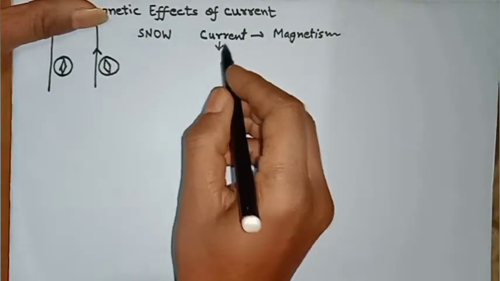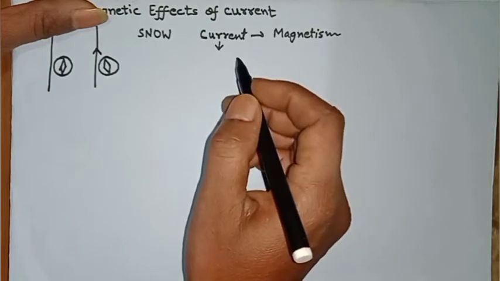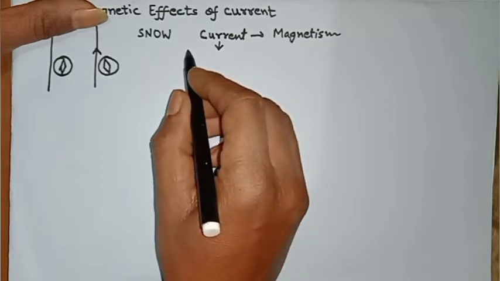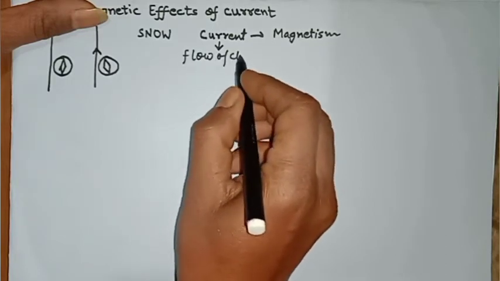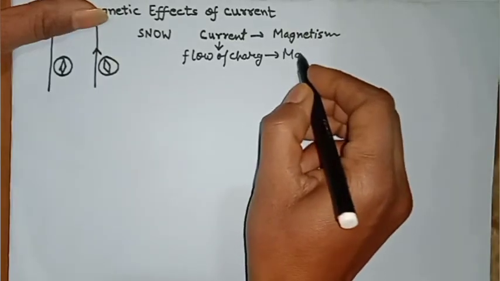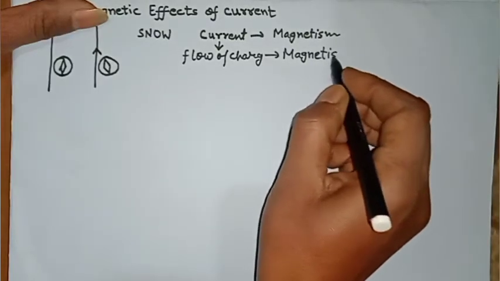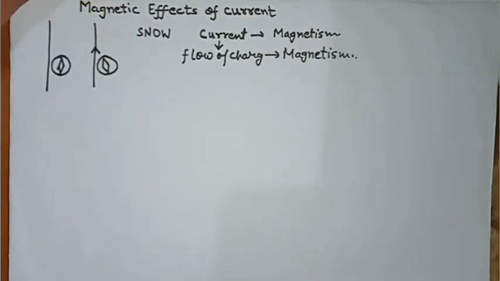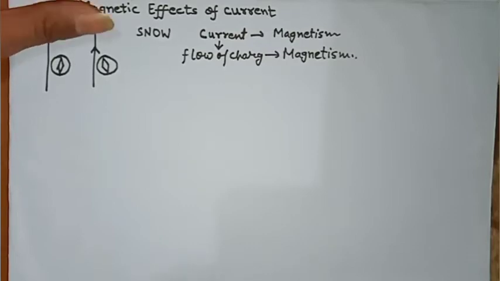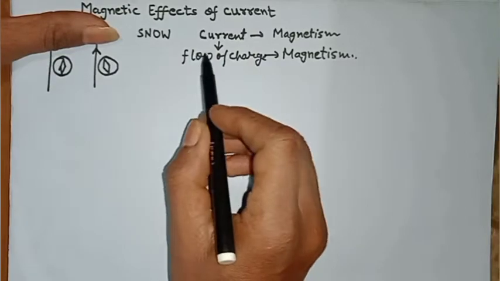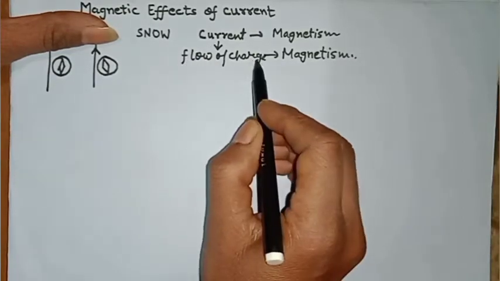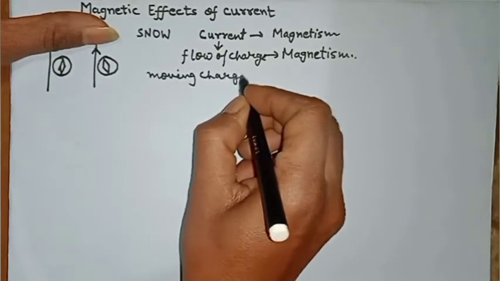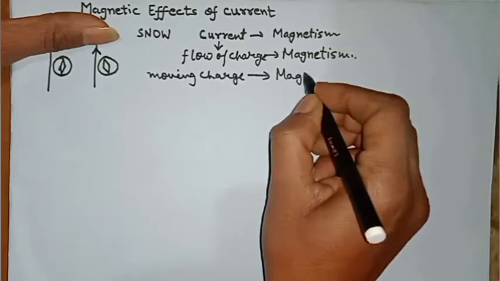What is current? Flow of electrons. And if we see it casually, we can say it is flow of charge. It means flow of charge creates magnetism. Often students ask me, from where do these magnets have that magnetic property? What is the reason for that? Okay, here is the reason. Flowing or moving charge produces magnetic field.